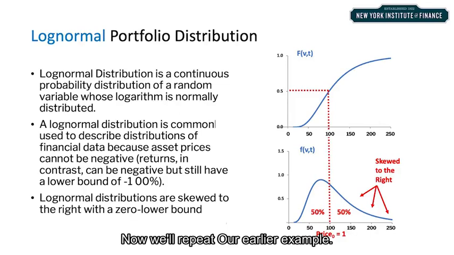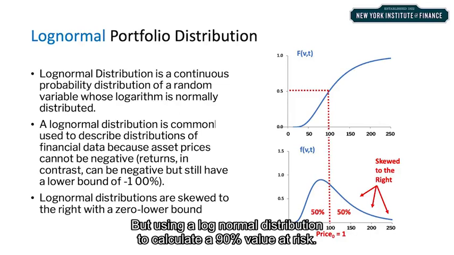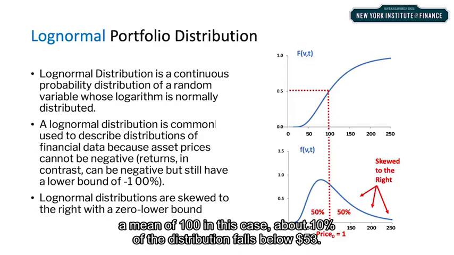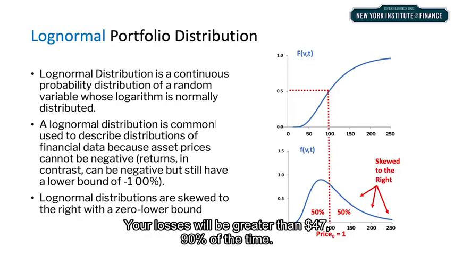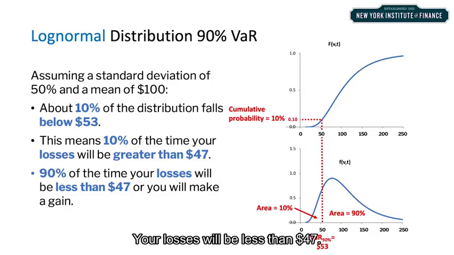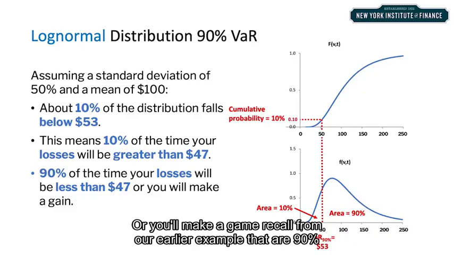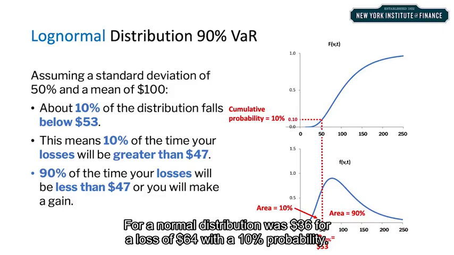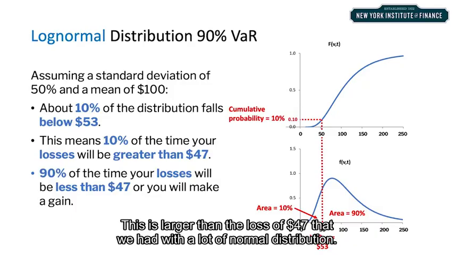Now we'll repeat our earlier example, but using a log normal distribution to calculate a 90% value at risk. Once again, we're going to assume a standard deviation of 50% and a mean of 100. In this case, about 10% of the distribution falls below $53. This means 10% of the time your losses will be greater than $47. 90% of the time your losses will be less than $47, or you'll make a gain. Recall from our earlier example that our 90% value at risk for a normal distribution was $36, or a loss of $64 with a 10% probability. This is larger than a loss of $47 that we had with a log normal distribution.